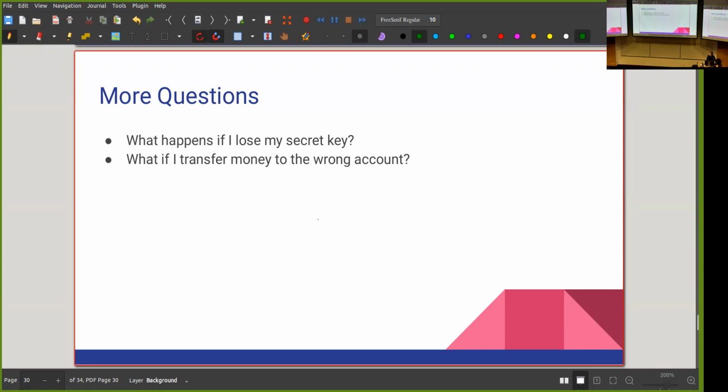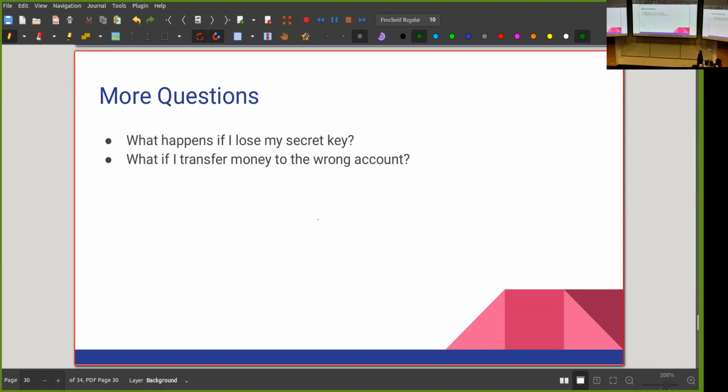This is a decentralized system. No one can control what you do. There is no central bank. There is no government. But of course, this gives you a lot of privacy. But the downside now is that you're in charge of your own secrecy and you're in charge of your own funds. So if you lose your secret key, you've lost all of your money.